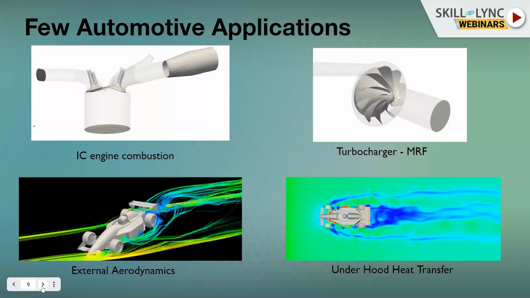So the engine is a moving boundary problem, where the piston moves and combustion happens. We are trying to solve combustion along with the moving boundary problem. It's a very complicated modeling. If you see the turbocharger, on the other hand, we don't model the complete turbocharger. We just model only one blade with periodic boundaries.